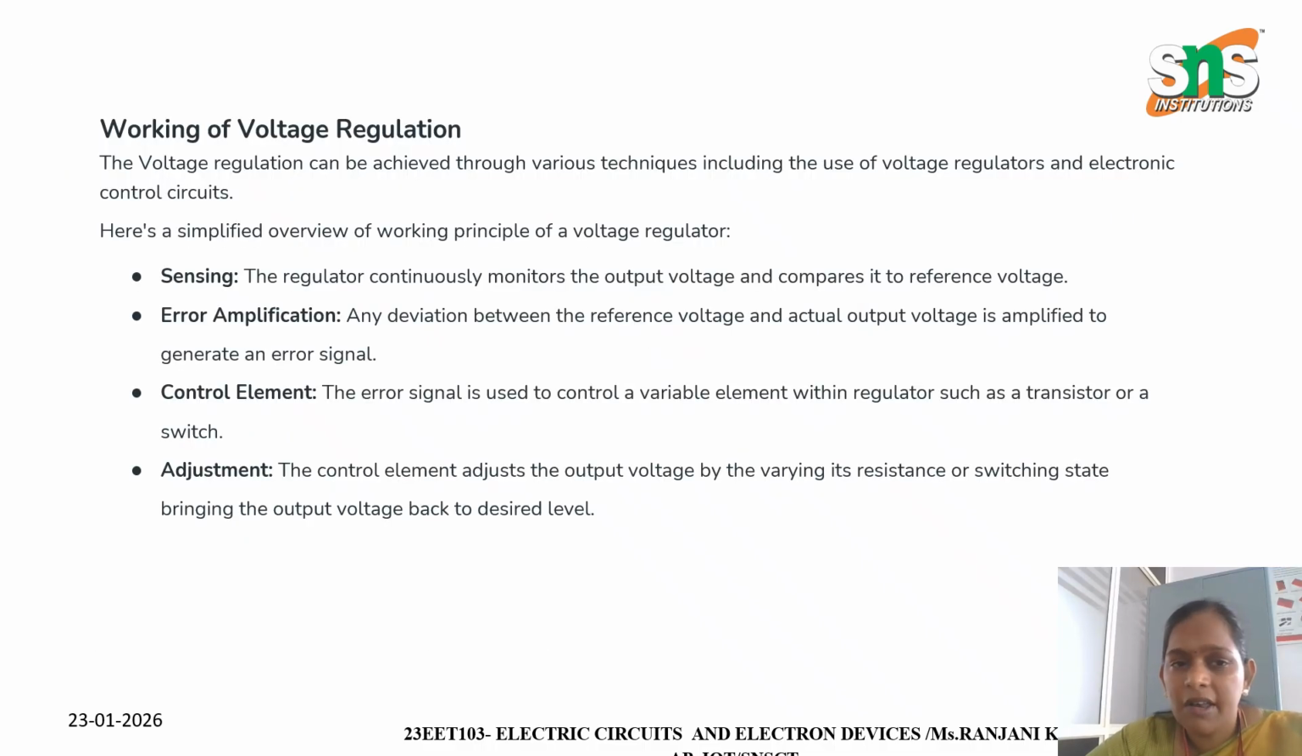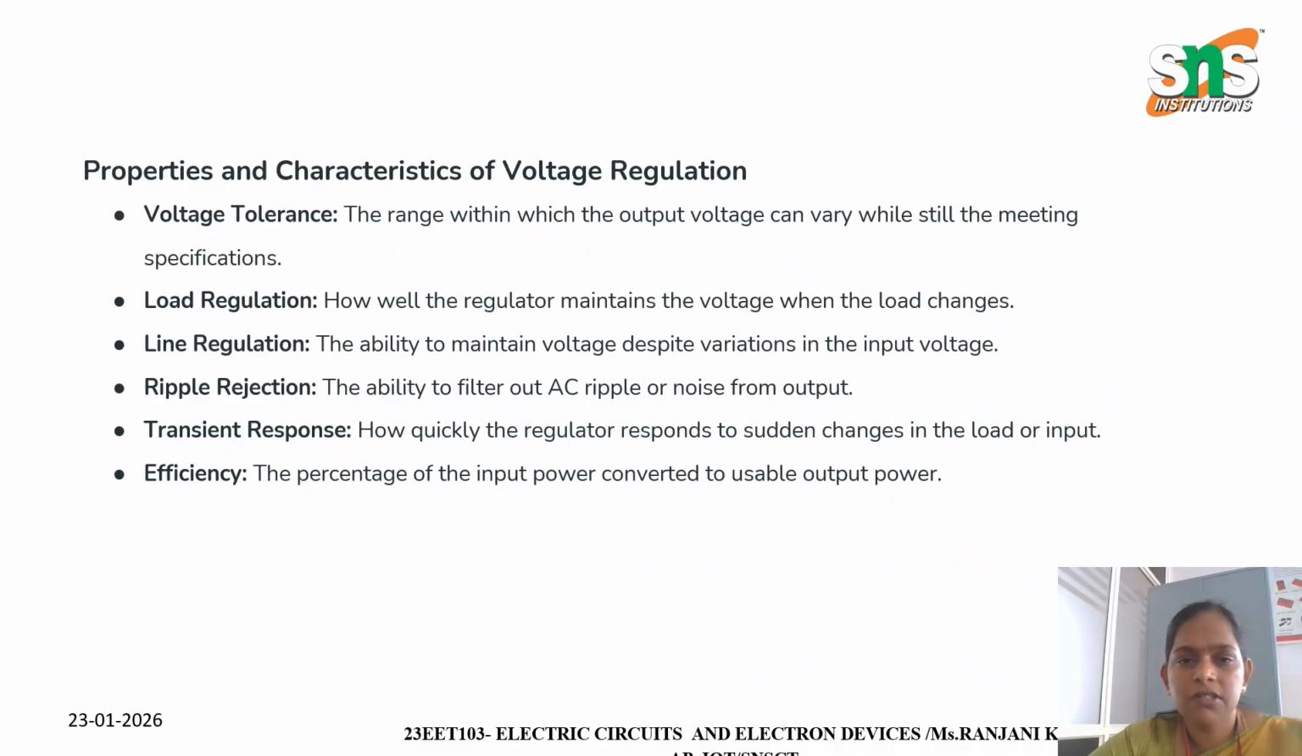Next, what is the working of voltage regulation? It has a sensor, error amplification, a control element, and adjustment. The sensor continuously monitors the output voltage, and error amplification amplifies any deviation between the reference voltage and the actual output to generate the error signal. The control element works to eliminate the error signal, and adjustment varies the resistance or the switch state, which brings the voltage back to the desired level.